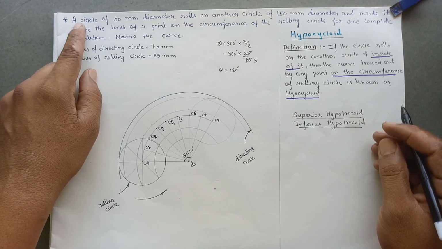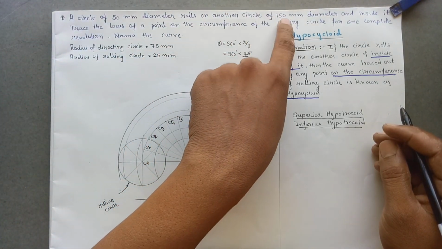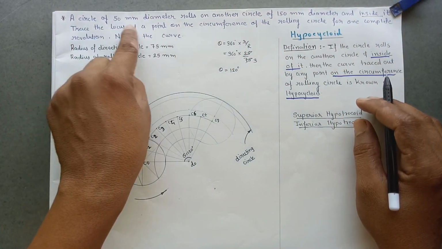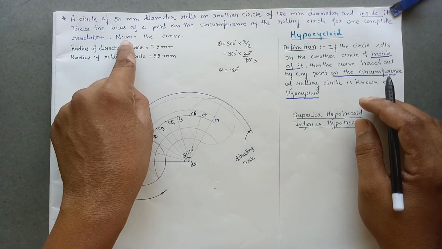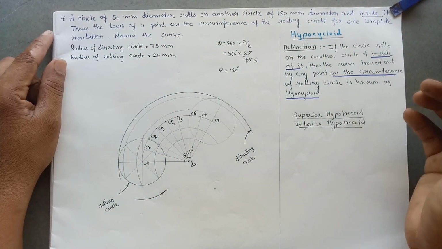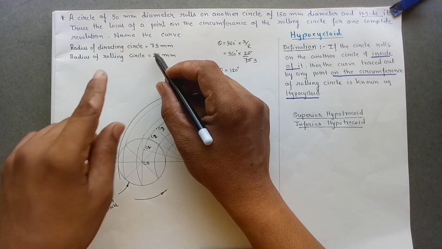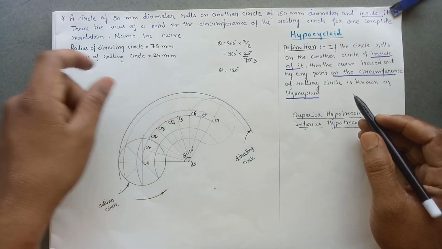Now let us discuss this problem. A circle of 50 mm diameter rolls on another circle of 150 mm diameter, and inside of it, trace the locus of a point on the circumference of the rolling circle for one complete revolution. Name the curve. So the curve will be hypocycloid as per the definition. Here the radius of the rolling circle is 25 mm, and the radius of the directing circle is 75 mm.